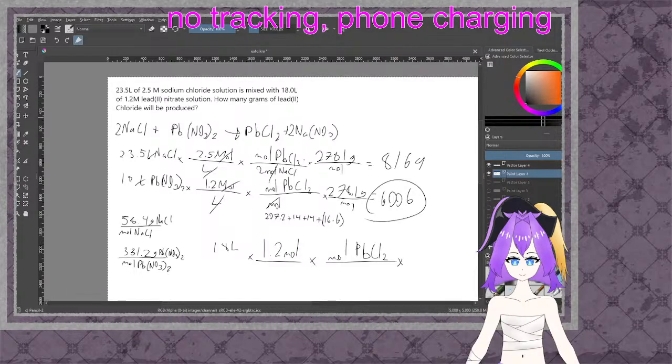It wants it in 3 sig figs, so I think 6006 is fine. I mean, it's in 4 sig figs, so just 6,000? I think it's like 6.00 times 10 to the third grams of PbCl2. There we go.